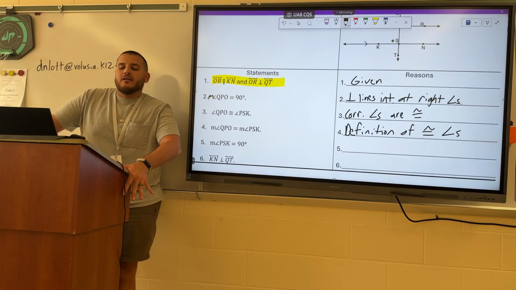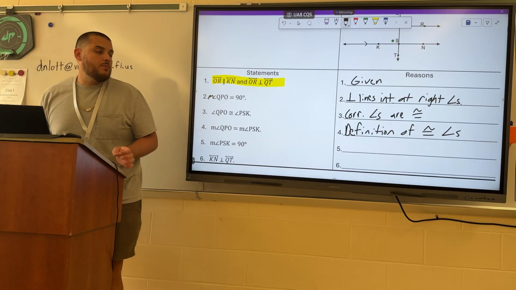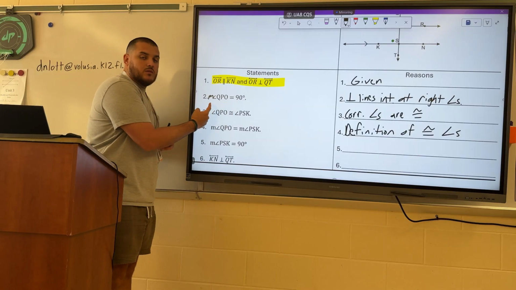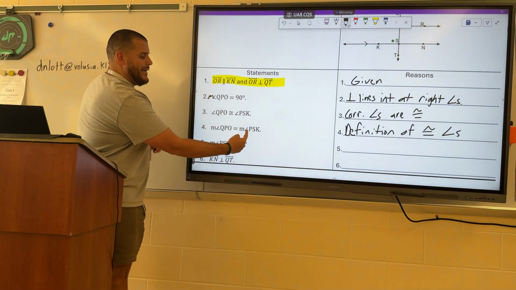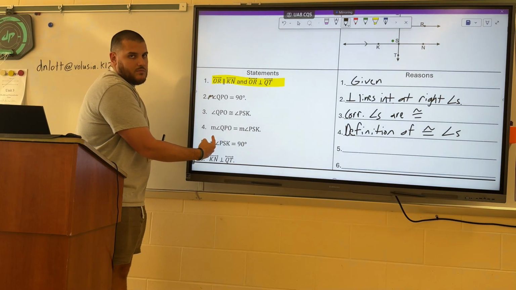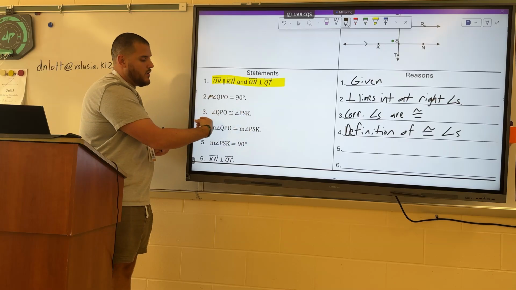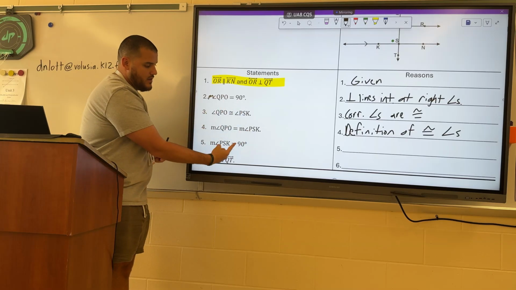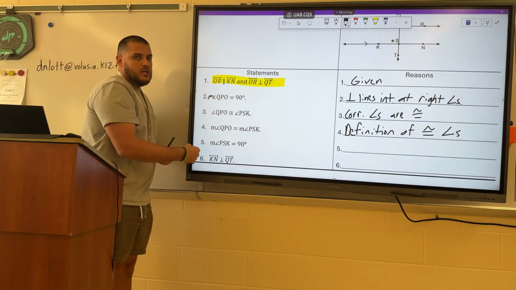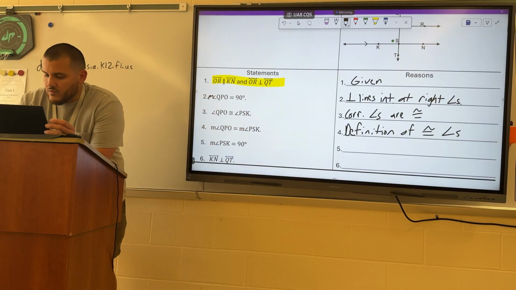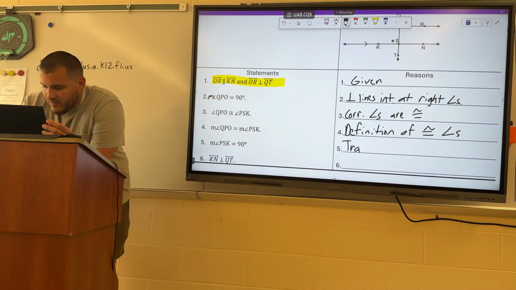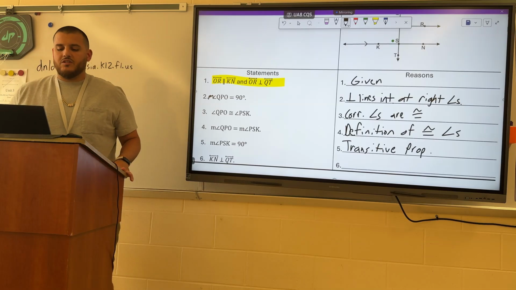Statement 5 says the measure of angle PSK is 90 degrees. And this is going to be yet another use of our transitive property, because notice here that 90 is equal to the measure of QPO. Angle PSK is also equal to the measure of QPO. So PSK equals QPO, 90 equals QPO. Because they equal the same thing, those must be equal to each other. PSK equals 90, that is the transitive property. It's going to be used a lot in our proofs throughout geometry.